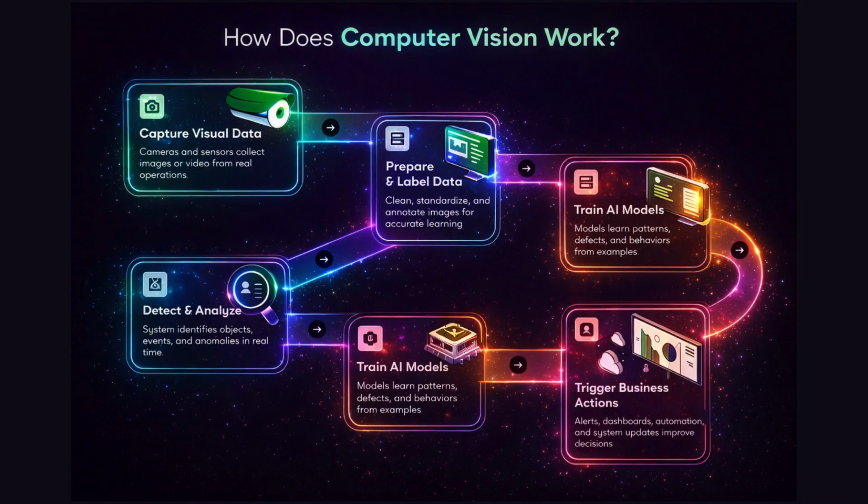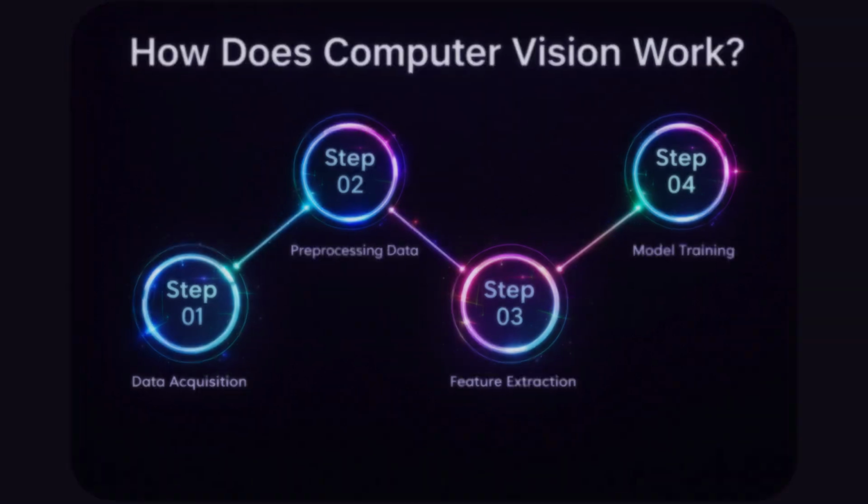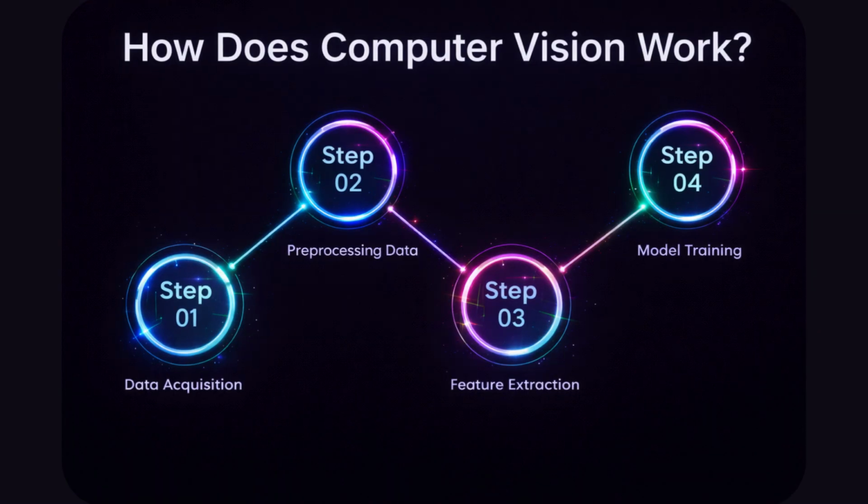Once trained, the system can detect and analyze, identifying objects, tracking movement, and spotting anomalies in real time. Behind the scenes, models are continuously refined, improving accuracy through evaluation and more training. And finally, we trigger business actions, alerts, dashboards, automations, or real-time decisions based on what the system sees. So, the pipeline is simple: capture, prepare, train, analyze, and act. That's how machine learning turns visuals into intelligence.